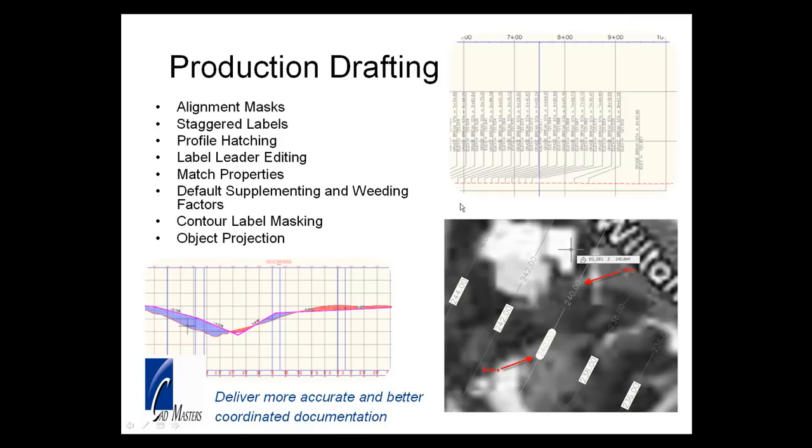And then finally, one last thing I want to talk about is contour label masking. If you take a look at this picture down at the bottom right, in previous versions of Civil 3D, when you mask contour labels so that the line doesn't go through the label, you'd get this. It would not only mask the line, but it would also mask the image in the background. A lot of users didn't want that. They wanted to mask the line, but they didn't want to mask the image. So now in 2010, we have the option to mask the line, but not the image. So really good stuff there.